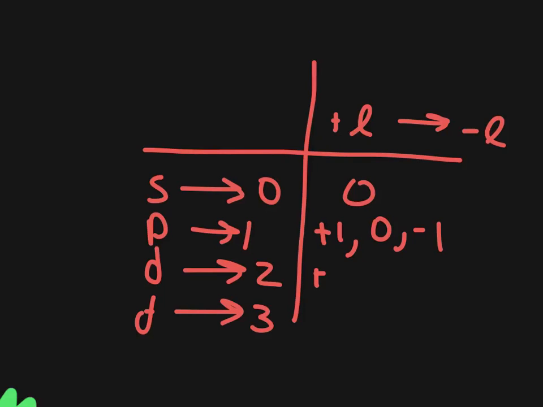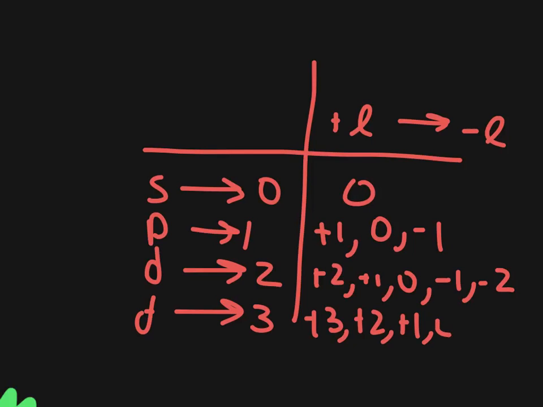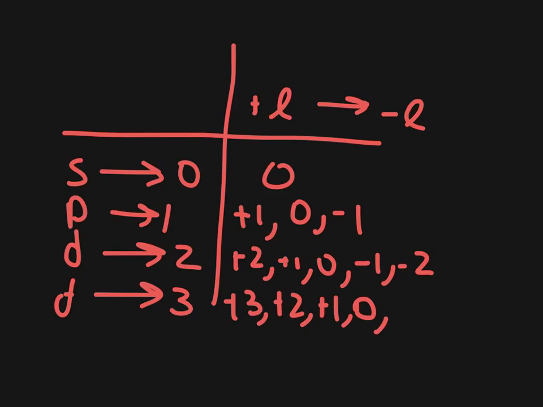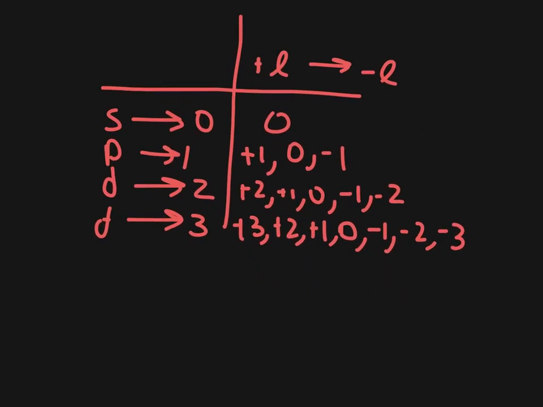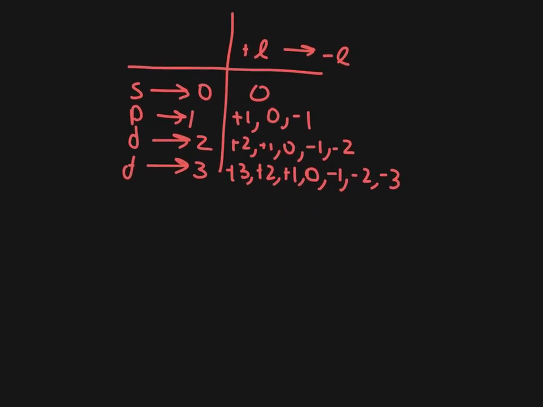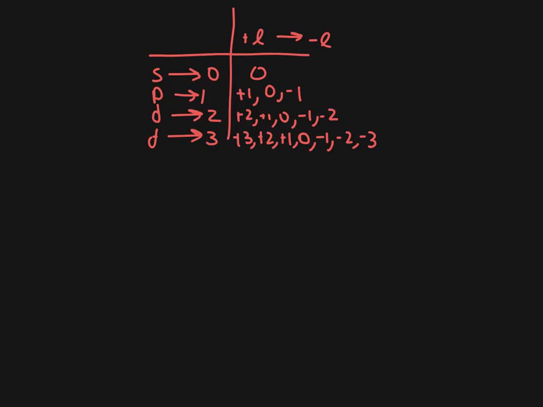This one goes +2, +1, 0, -1, -2, and this one goes +3, +2, +1, 0, -1, -2, -3. So just keep this chart in mind when we do our examples. I'm just going to pull this chart up here while we do our first example.